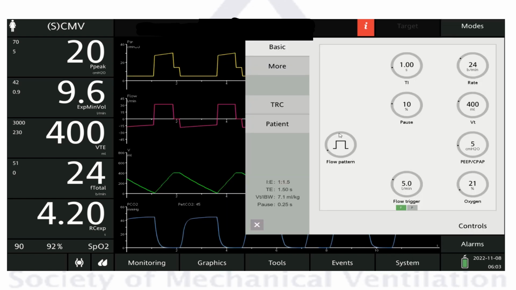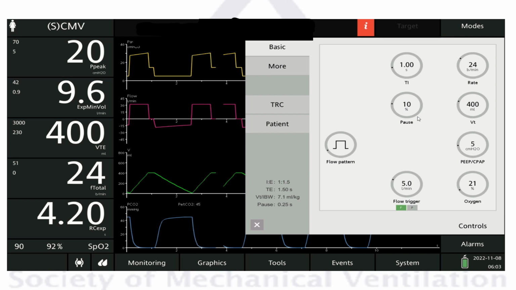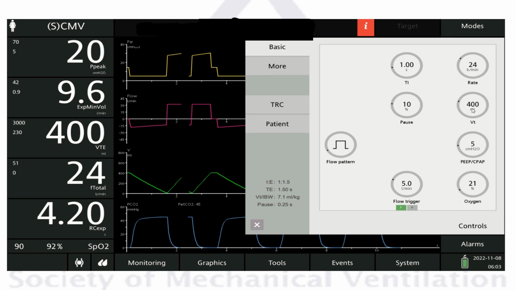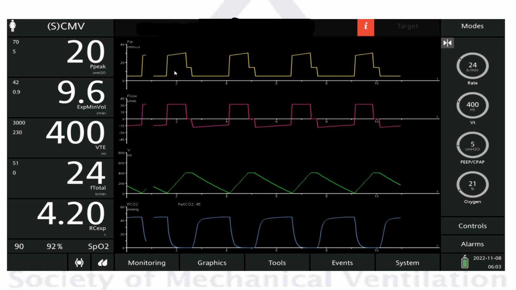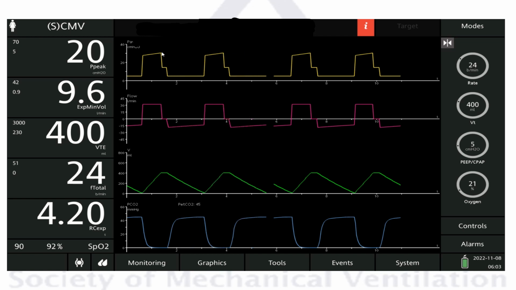with constant flow, square waveform, inspiratory time of 1 second. I put a pause a little bit so we can measure the peak and the plateau pressure because the simulator does not allow inspiratory pause. His rate is 24, tidal volume 400, speed of 5, and FiO2 21%. So the first thing that makes you suspicious of obstructive disease, whether it's asthma or COPD, you have very high peak inspiratory pressure.